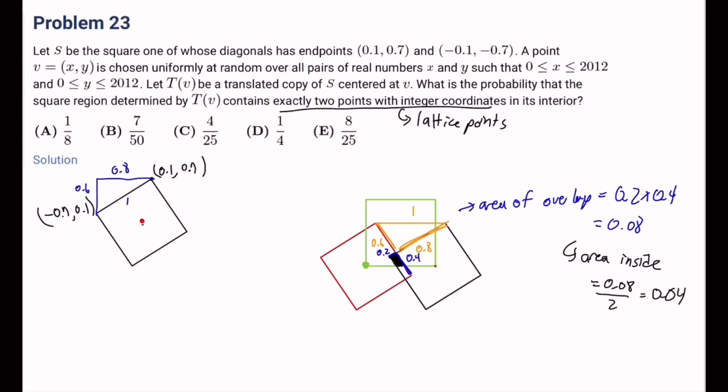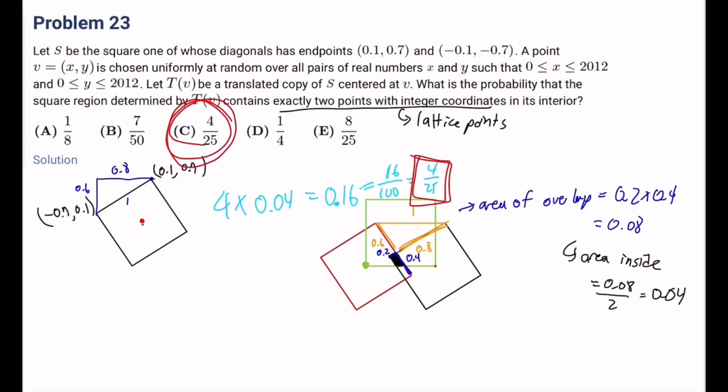But now we can have it contain both lattice points. We can have it here, or here, or here, or here, right? So that's 4 in total. So we have 4 of these. So 4 times each of these areas, 0.04, is going to be the answer, 0.16. And 0.16 is equal to 16 over 100, or 4 over 25. So that means this is our answer, and it's C.